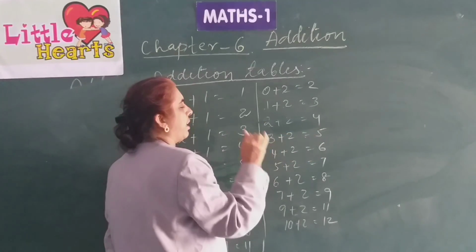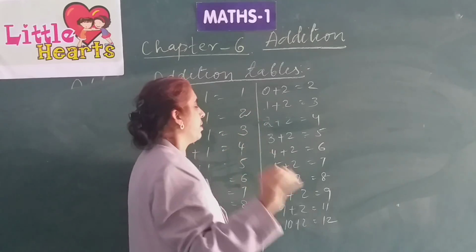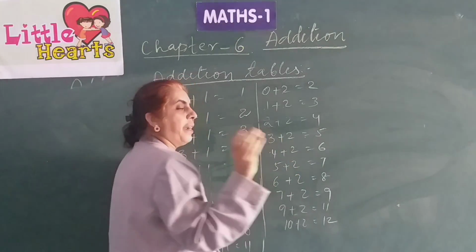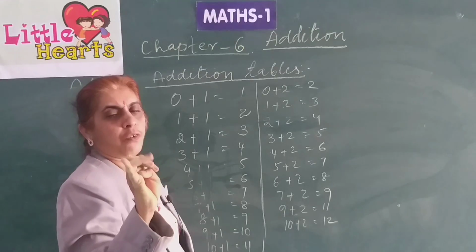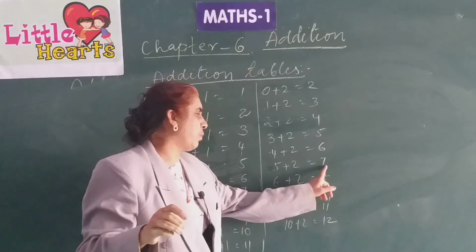Take 2 and add 3. Count after 2: 3, 4, 5. 4 plus 2. Take 2 and add 4: 3, 4, 5, 6. Like that. 5 plus 2 is equal to 7.